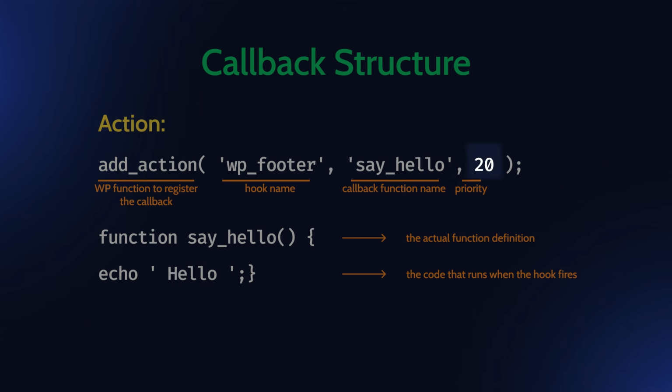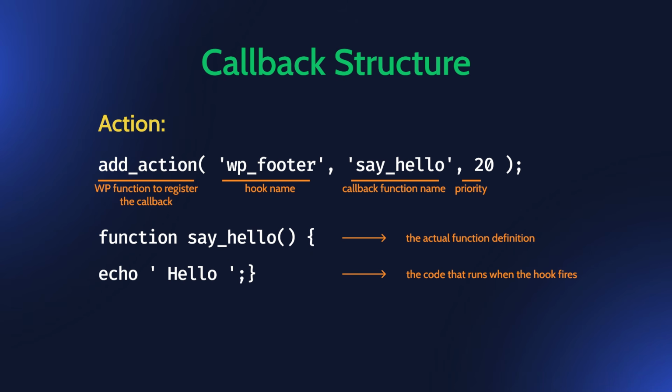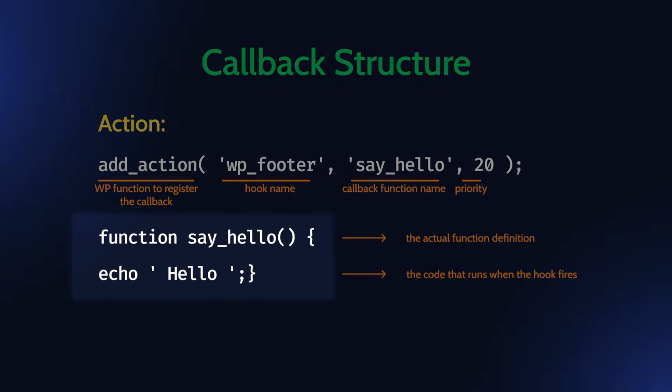If multiple callbacks are attached to the same hook, the priority determines the order in which they run, and the lower number runs first. By default, the priority is 10. Then we define the function itself and the code that should execute. In this case, it simply outputs hello.